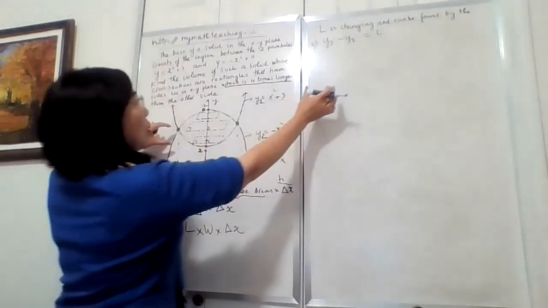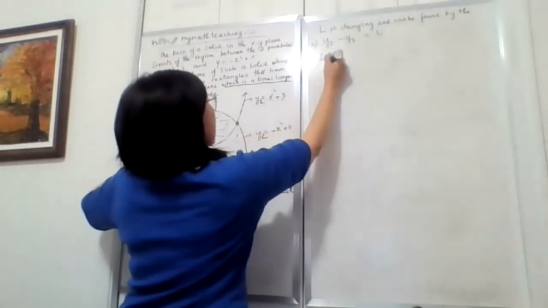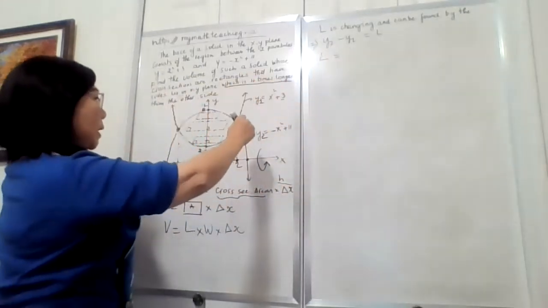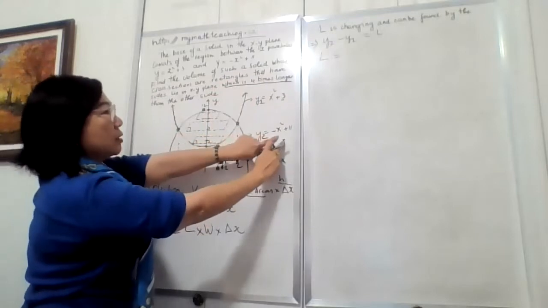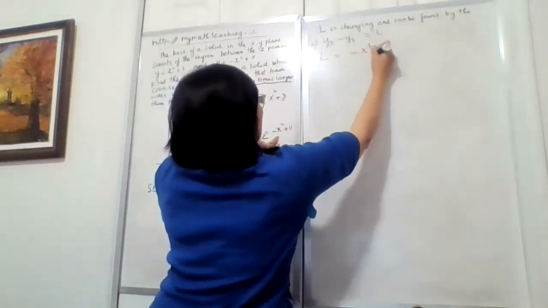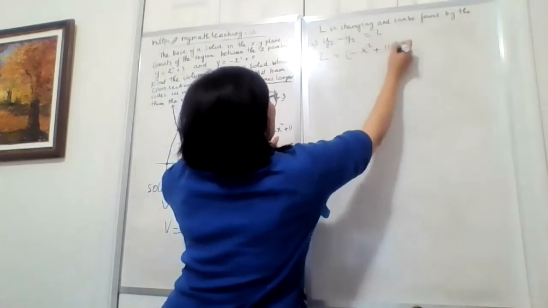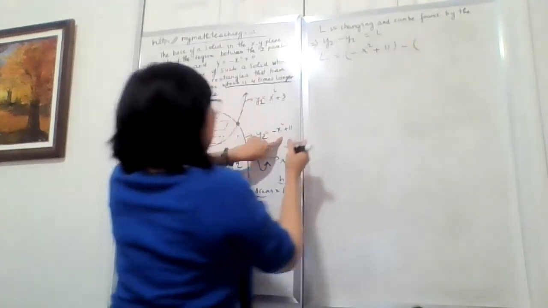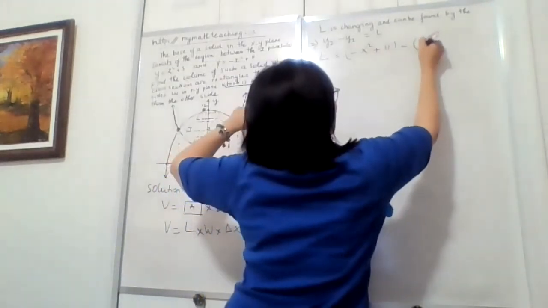So now all we do is to find this length in terms of the function, right? We're going to substitute y2 minus y1. So what is our y2? Our y2 is minus x squared plus 11. I'm going to put it in brackets. Subtract our y1, and our y1 is x plus 3.